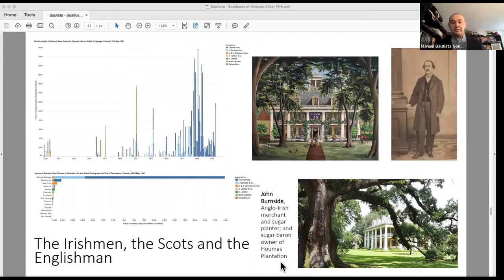John Burnside, another one of these Anglo-Irish merchants, is a commission merchant, so again, a small merchant banker of sorts, who later reinvests in the local economy. He purchases and consolidates several plantations into the largest plantation in the Louisiana sugar industry, called Houmas. And he basically becomes a sugar baron during and after the Civil War.